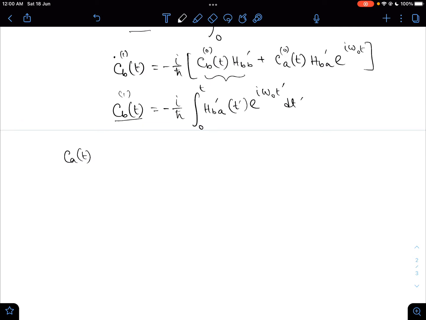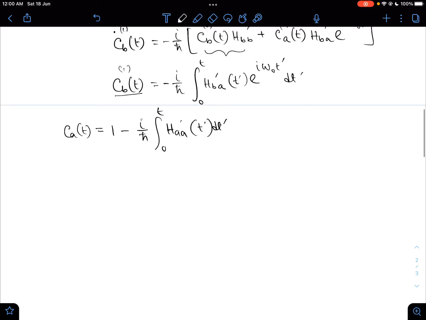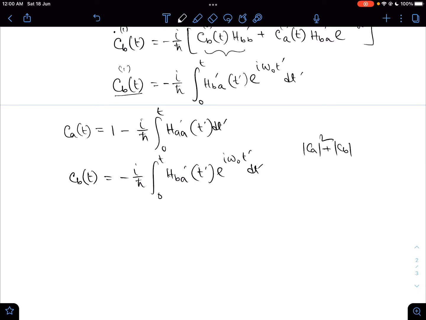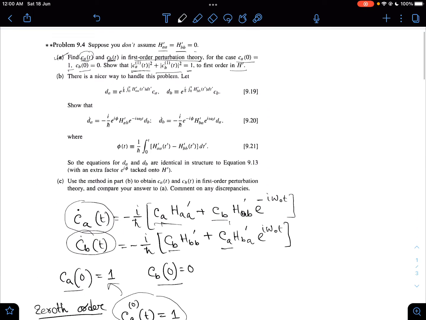So up to first order, what will be our C_A(t)? Up to first order, our C_A(t) is 1 minus i/ħ ∫ from 0 to t of H_AA'(t') dt', and up to first order our C_B(t) is minus i/ħ ∫ from 0 to t of H_BA'(t') e^{iω0t'} dt'. So you have to show that the squares of C_A and C_B sum to 1. So you have to show this.